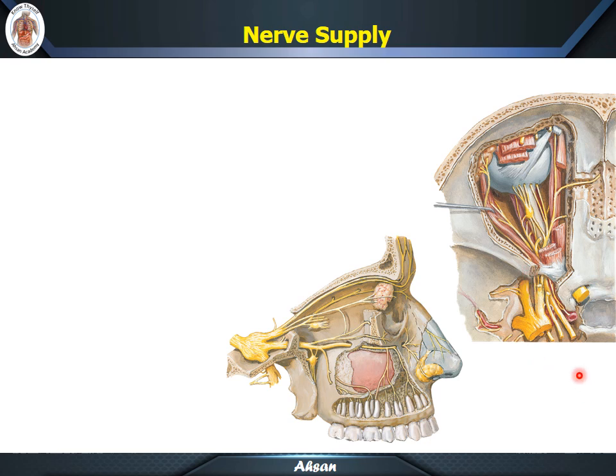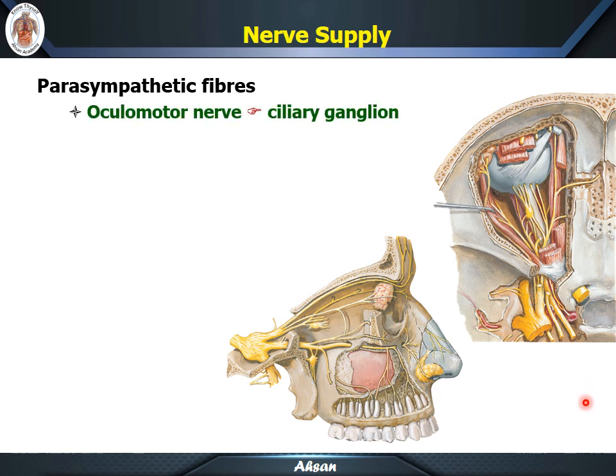The eyeball is supplied by both autonomic and sensory supplies. The special sense as well as general sensations are there. Parasympathetic fibers arise from the oculomotor nerve, and these are the preganglionic fibers. They end in the ciliary ganglion. You can see this is the ciliary ganglion, situated within the orbit, close to the apex of the orbit. The postganglionic fibers supply the sphincter pupillae.